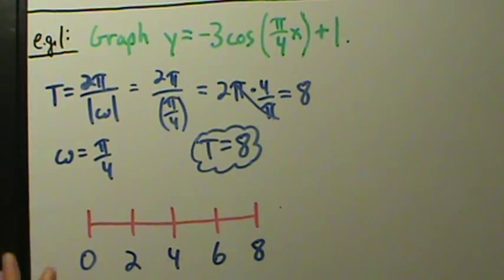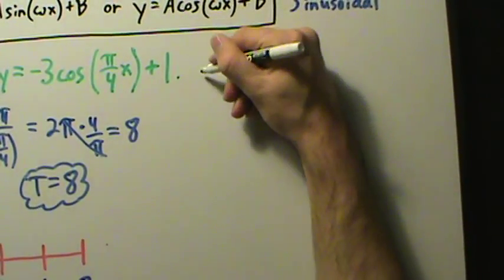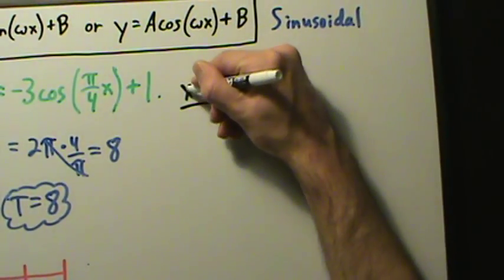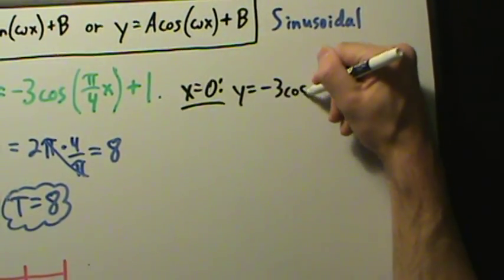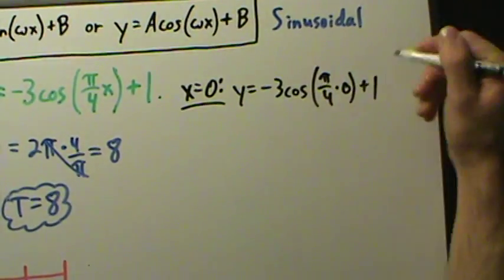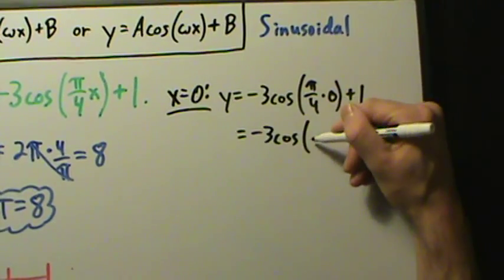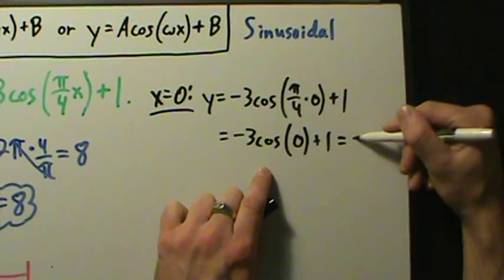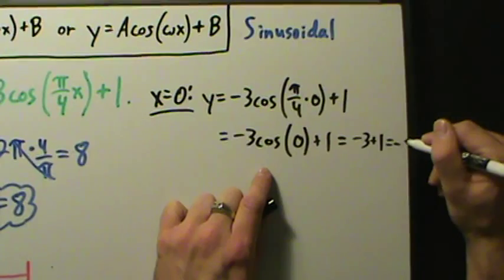So when x equals 0, let's see what happens. When x equals 0, we have y equals negative 3 times the cosine of pi over 4 times 0, plus 1. So that's negative 3 times the cosine of 0 plus 1. Cosine of 0 is 1, so this is negative 3 plus 1, which is negative 2.